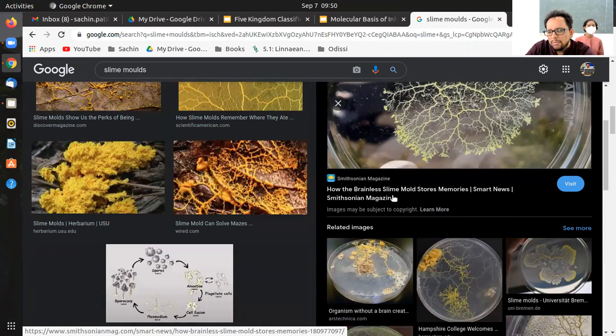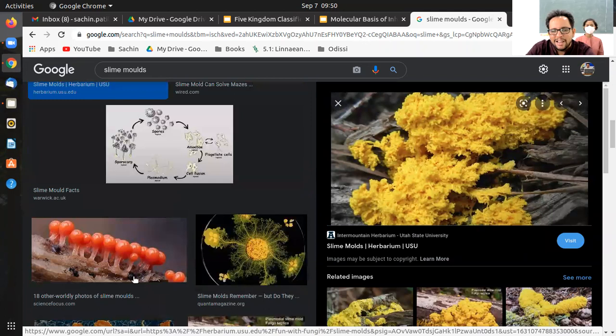You can see this is a brainless slime mold. Wow. But yeah, these are the slime molds.